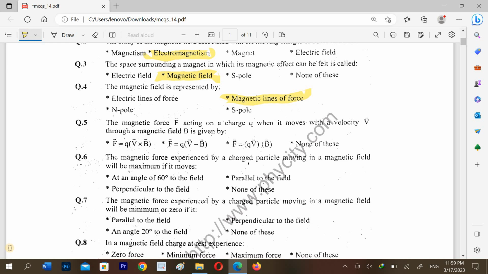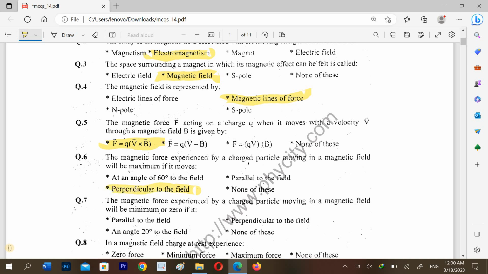The answer is A. The magnetic force experienced by a charged particle moving in a magnetic field will be maximum if it moves perpendicular to the field.